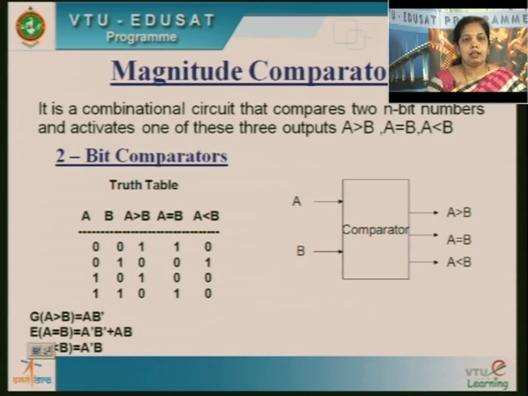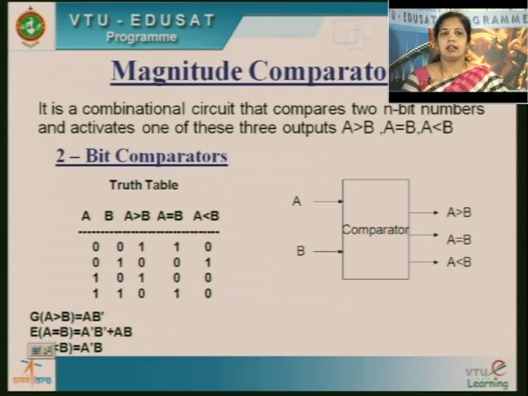So what is a comparator? It is a combinational circuit that compares 2 n-bit numbers in general and activates one of 3 outputs: A greater than B, or equal to B, or less than B. So we have 3 outputs: greater than, equal, or less than.